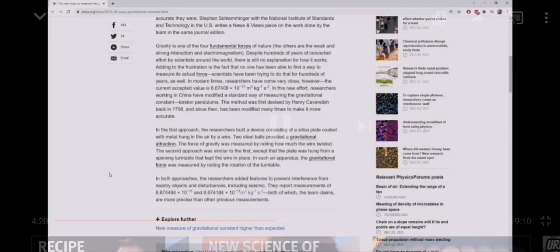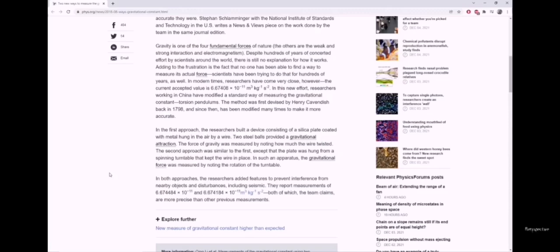Do not say gravitational force. Gravity is not a force anymore, thanks to Einstein. But do carry on.